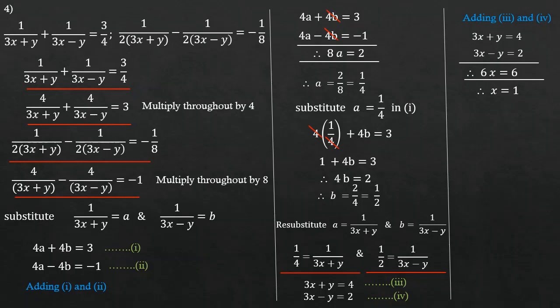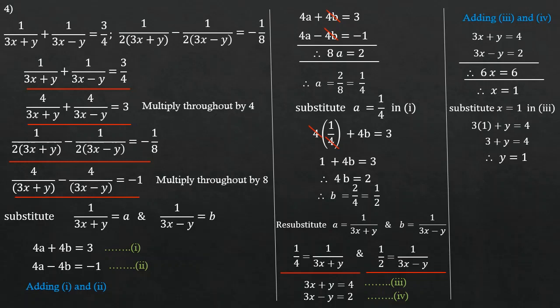Now substitute this x is equal to 1 in any one equation. If we substitute in 3, we get 3 into 1 plus y is equal to 4, which is 3 plus y is equal to 4, that gives you y is equal to 1. So we get the value of x and y.